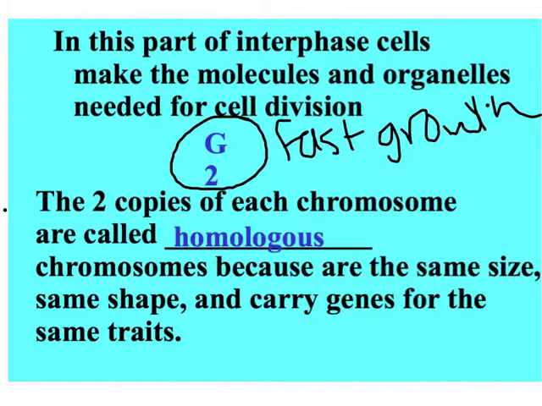All right, the two copies of each chromosome are called homologous chromosomes because they're the same size, same shape, and they carry genes for the same traits. Now, this is something that we are going to talk about more when we get to meiosis next week, and it will not be on your test tomorrow.